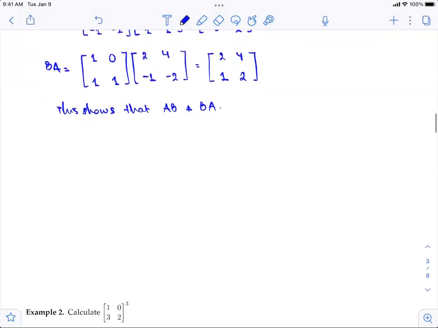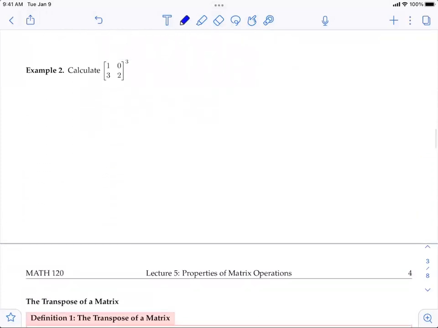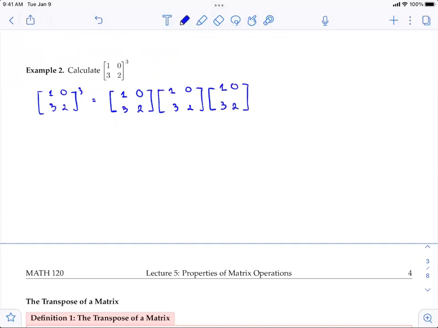Moving on to the next example, which is to calculate the power of a matrix. Given this 2 by 2 matrix, you want to raise it to the third power. You can rewrite this as 1, 0, 3, 2 times 1, 0, 3, 2, and do another multiplication by 1, 0, 3, 2. So you have 3 matrices multiplied together.